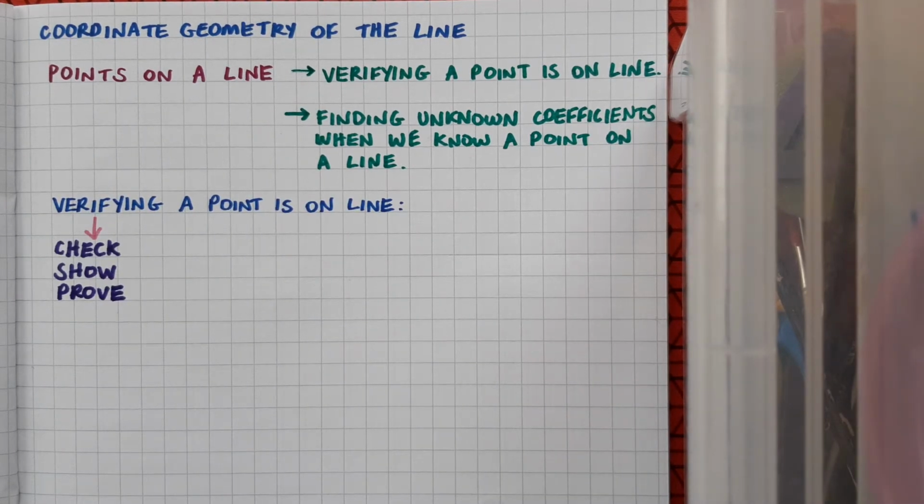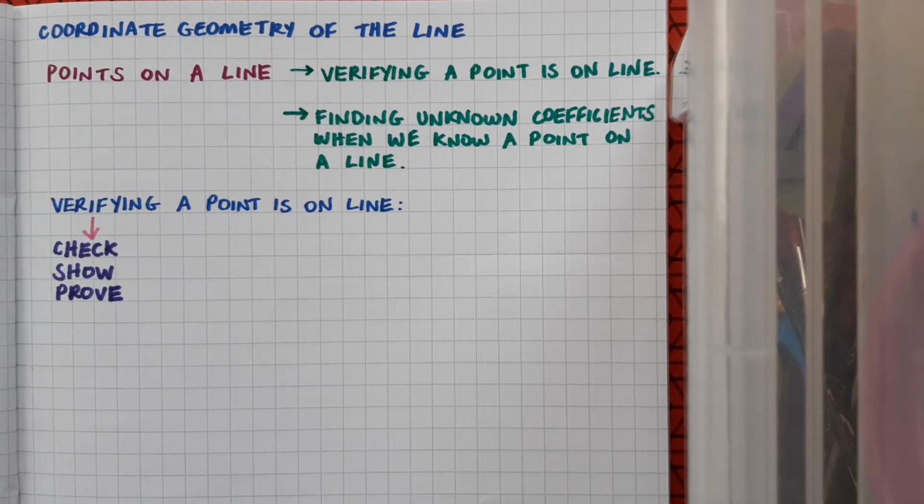And the first thing that I'd like to note is just that word verifying. What does it actually mean? Well, it just means to check that a point is on a line. And you may see a question worded as verify a point is on the line, but it might equally say check the point is on the line, or show it's on the line, or prove it's on the line. In each of these cases, we'll basically do the same thing.